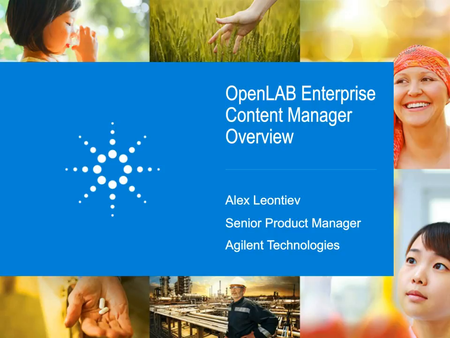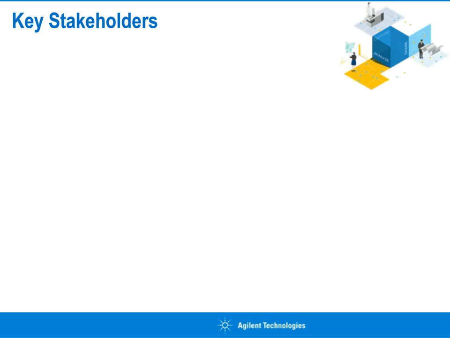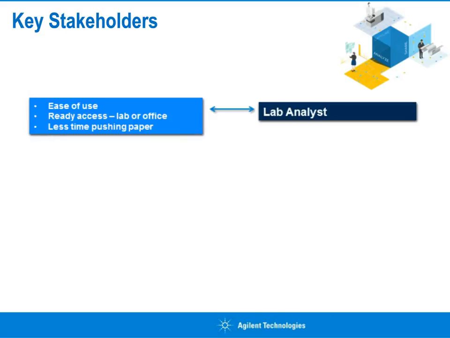So let's begin with the review of the user groups and the requirements who have really helped in the genesis and evolution of OpenLab ECM. As you might expect, the primary group of users is the lab analysts, our friends at the front line. This is where all the action starts and takes place. Usability and accessibility are primary considerations for our busy analyst colleagues. As an analyst, my primary goal is to efficiently get the job done. Eliminating or at least reducing paperwork is one effective way to achieve this.